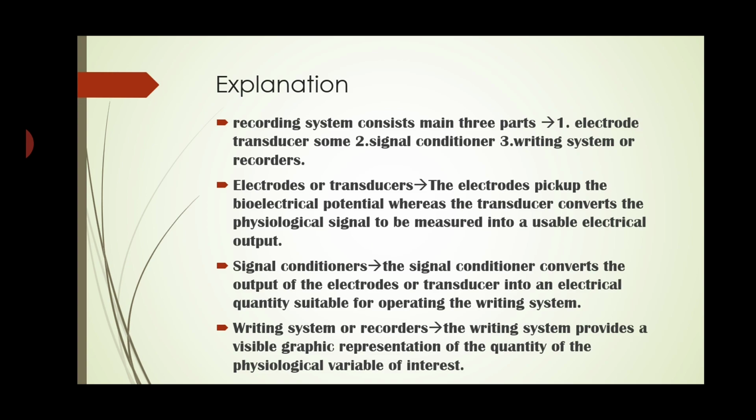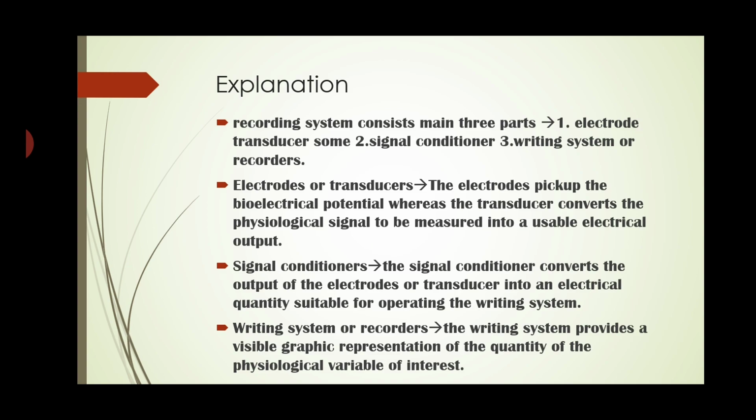The electrodes pick up the bioelectrical potential, whereas the transducer converts the physiological signals to be measured into a suitable electrical output. So using the electrodes, we can pick up the signals of interest from the human body, and those picked signals are converted into a suitable electrical output. This output of the transducer is given to the signal conditioner.